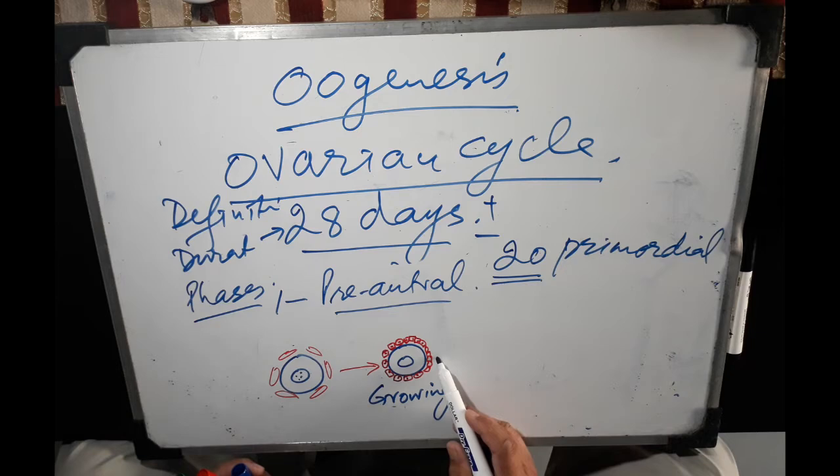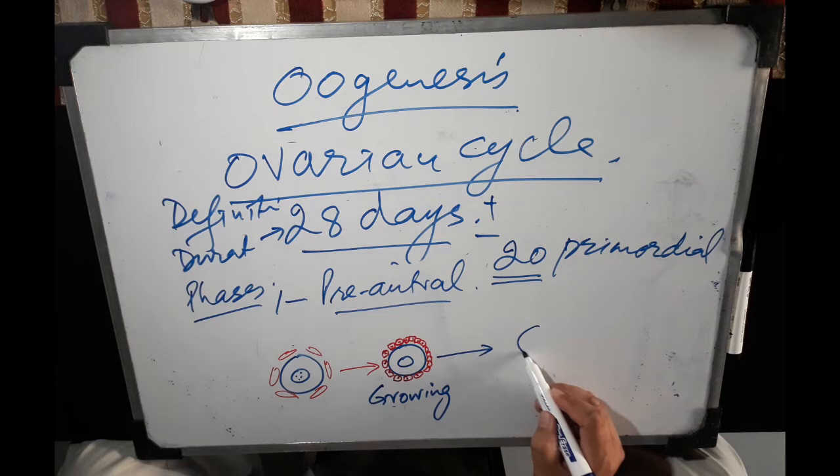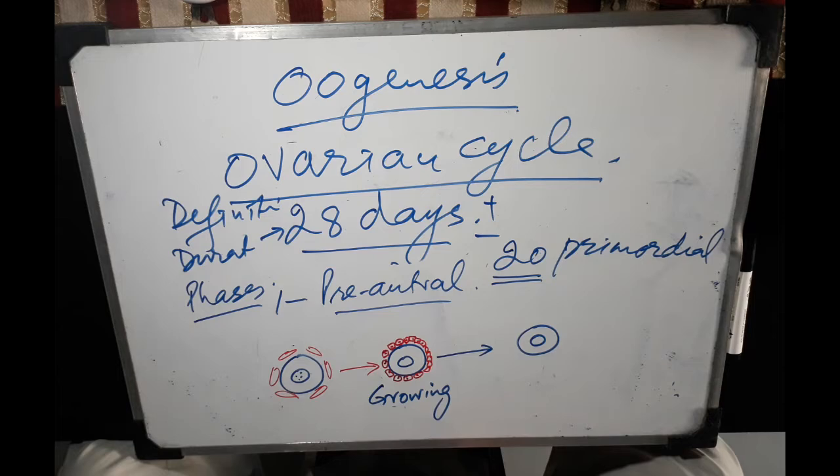Then these primordial follicular cells become multi-layered. Several layers are formed in the follicles. Multi layers.